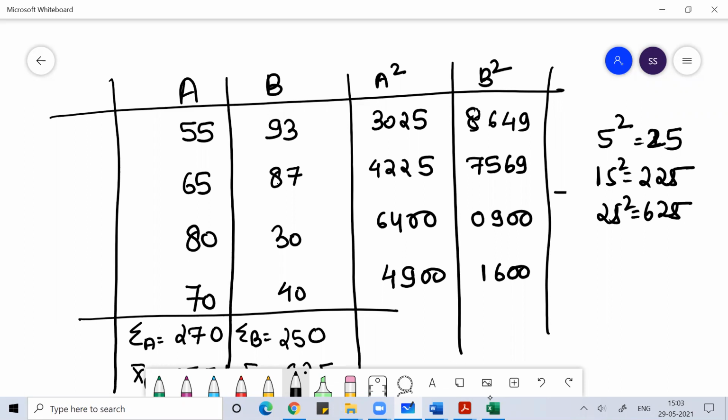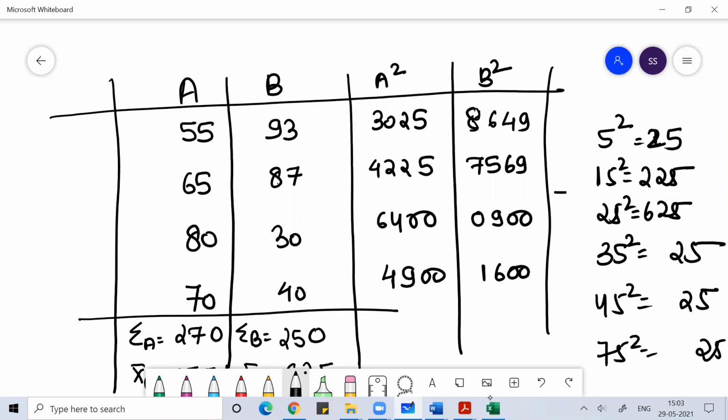Any number which ends with 5, if you want to find its square, it will always end with 25. To find the remaining digits, how will you do it? See the 10th place digit here. 10th place digit is 1. What is the next digit to 1? 2. What is 2 ones? 2.